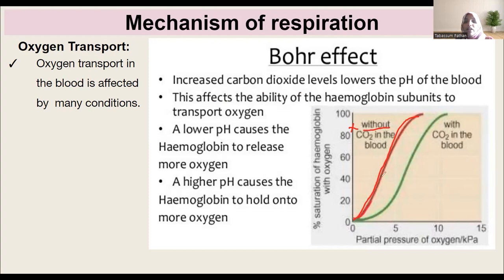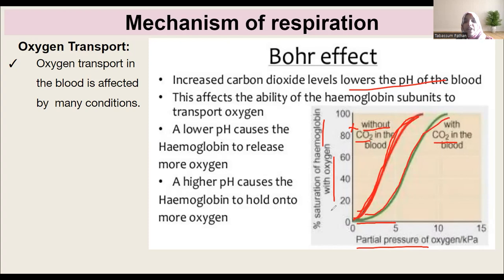So you can see by the graph plotted here, even if the partial pressure of oxygen is not that great, but in this range, without carbon dioxide, the hemoglobin will bind more to the oxygen. You can see the curve shifting towards the right. Whereas if there is more carbon dioxide in the blood, lowering the pH, the ability of the hemoglobin to bind oxygen will be very less, and that is why it is more towards the left.